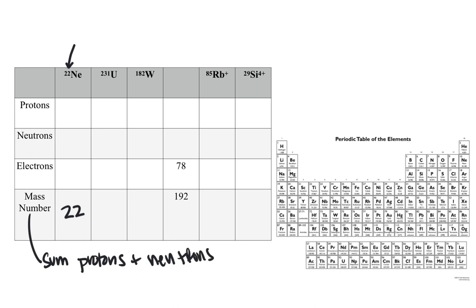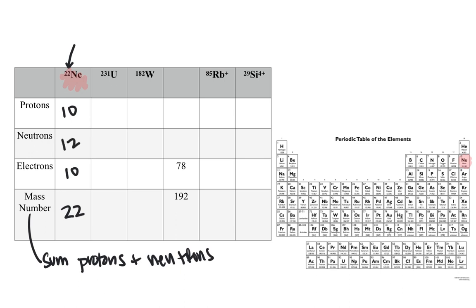And so for our first one, which I am going to highlight red, I'm going to find neon over here on my periodic table, which is right here. Neon is element 10. Because it is element 10, that means it has, and it's neutral, 10 protons, 10 electrons, and the number of neutrons is the mass number minus the protons. So that's going to give me 12.